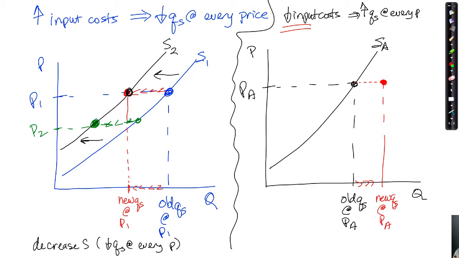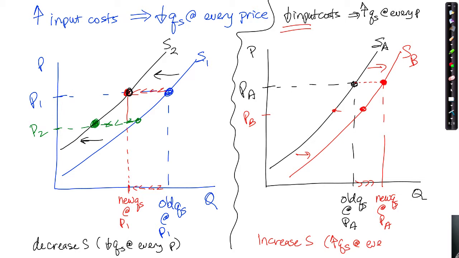That same thing would happen over and over. At a price of P sub B, you'd get the same answer. Oh, now I want to produce more. So there'd be a higher quantity supplied at a price of P sub B and P sub C and so on. The entire supply curve shifts to the right. We'd have a new supply curve, I'll call it S sub B, to the right of the original supply curve. We call that an increase in supply, because there's an increase in the quantity supplied at every price of frozen yogurt. Okay, so that's input costs.